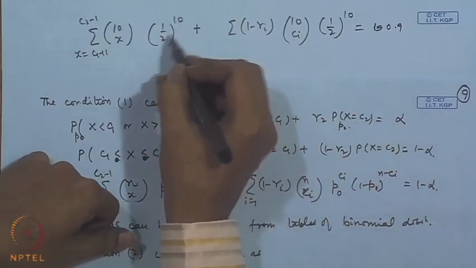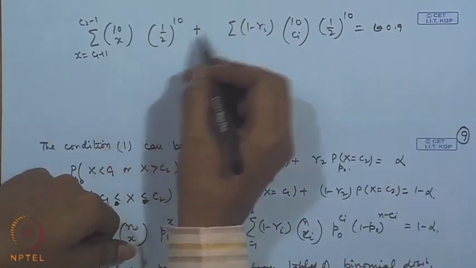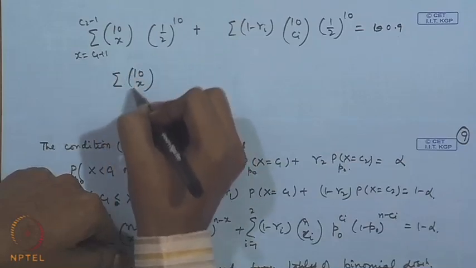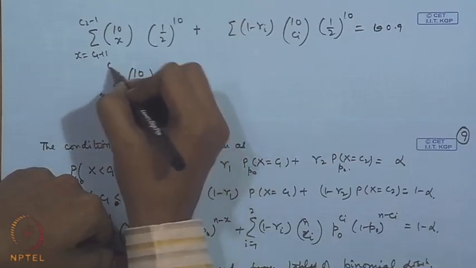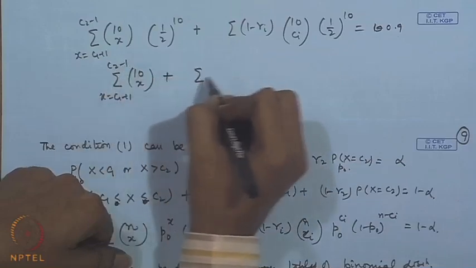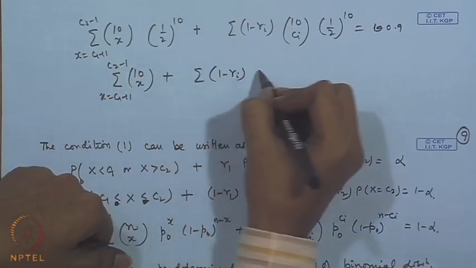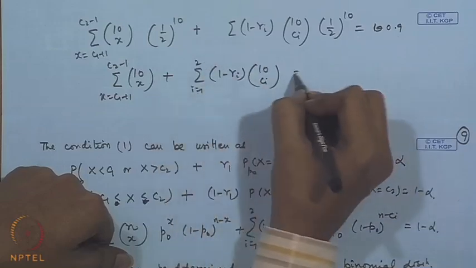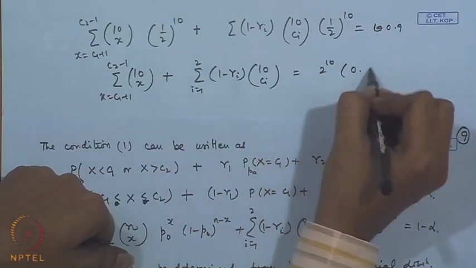Then immediately you can see you can multiply by this 2 to the power 10 on this side. So, this is becoming 10 C x, x is equal to C 1 plus 1 to C 2 minus 1 plus sigma 1 minus gamma I, I is equal to 1 to 2, 10 C C I is equal to 2 to the power 10 into 0.9.